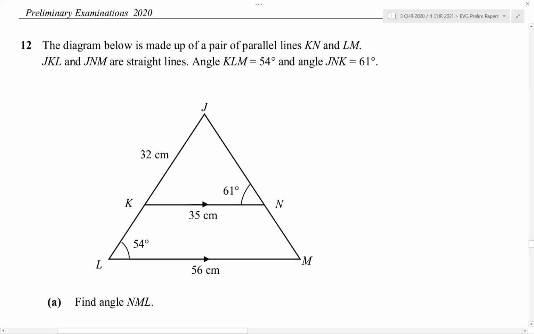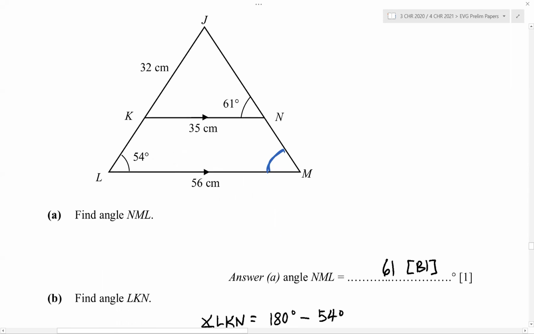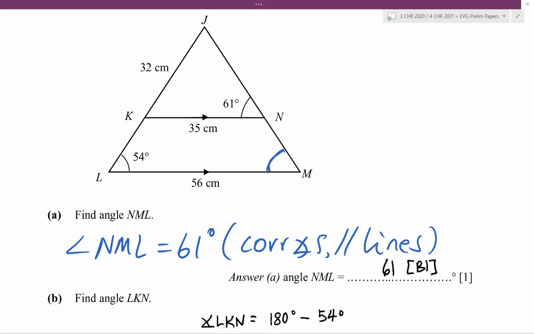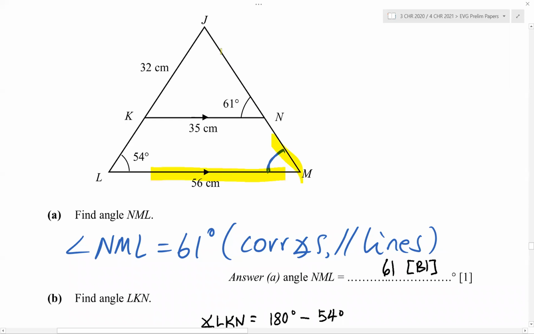Question 12. NML. So this angle is the same as your 61. Our reason, very good. NML equals to 61 degrees, corresponding angles, parallel lines. The letter F is shown here.